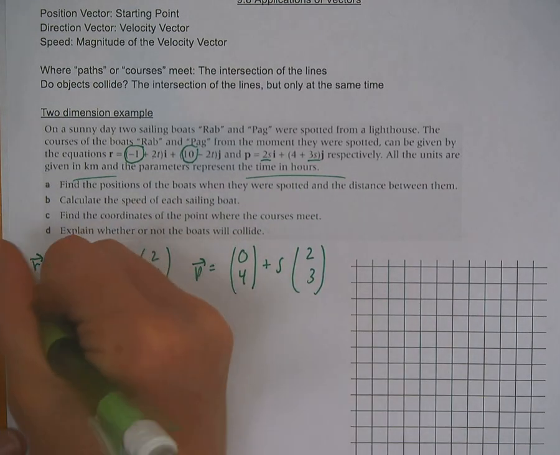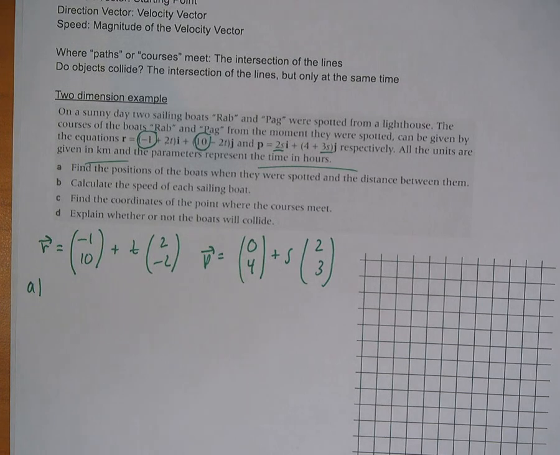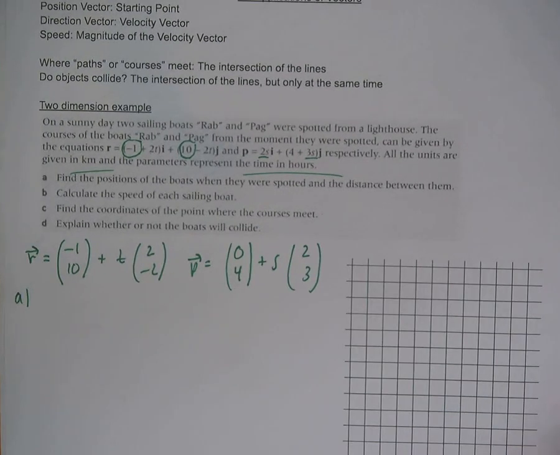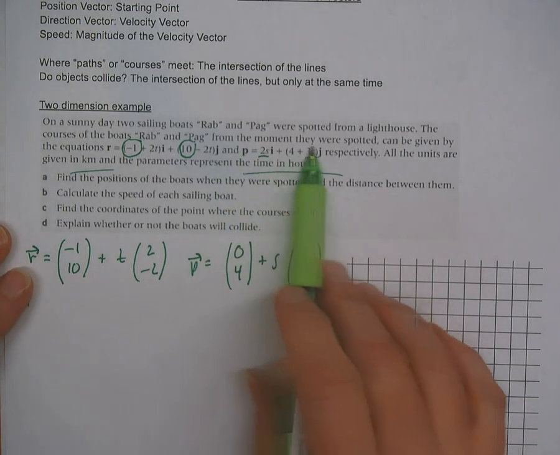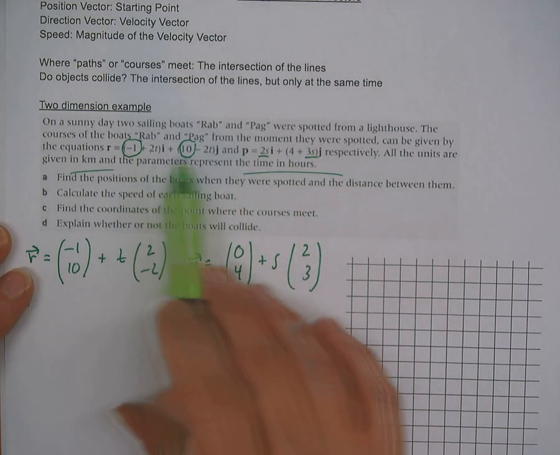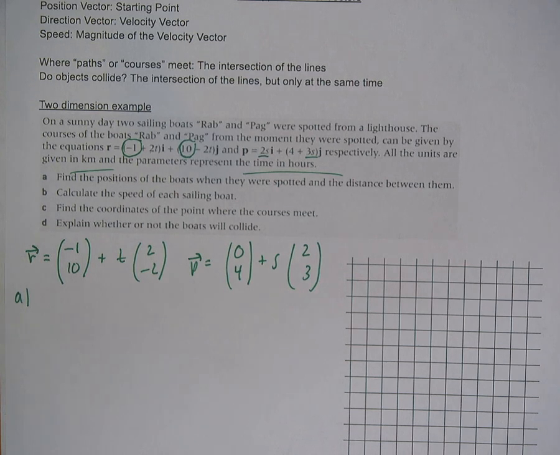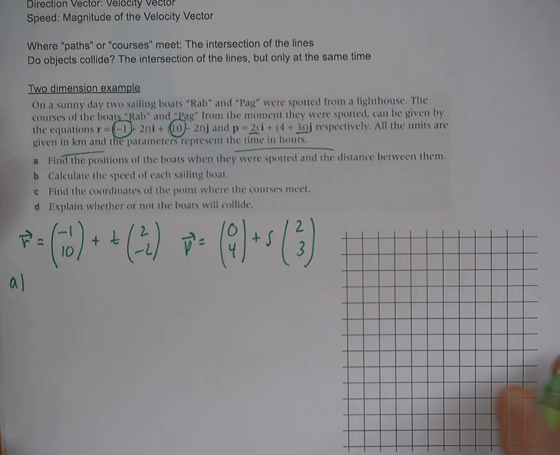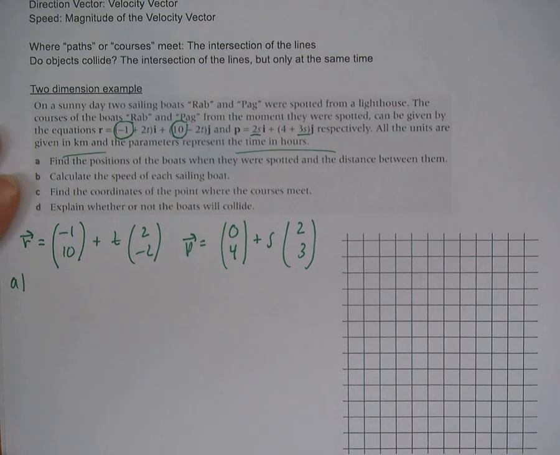Okay, part A. Find the positions of the boats when they were spotted and the distance between them. From the moment they were spotted is when these start. So that would be equivalent to t equals 0 and s equals 0. We are assuming that they're spotted at the same time. They don't specifically say that, but we kind of have to assume that.